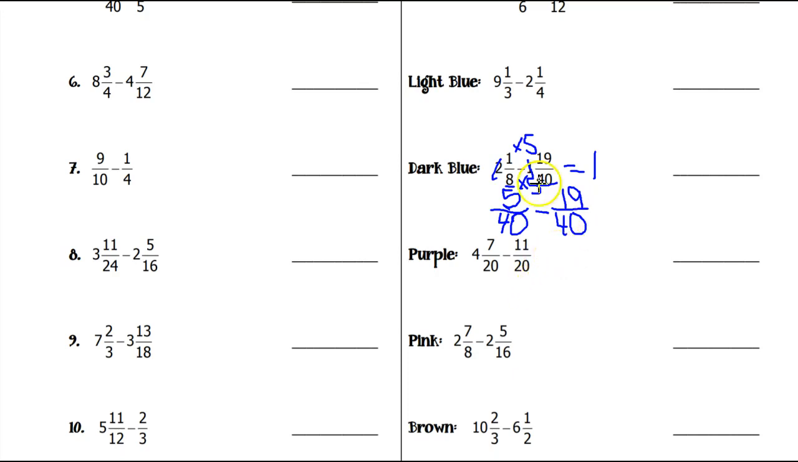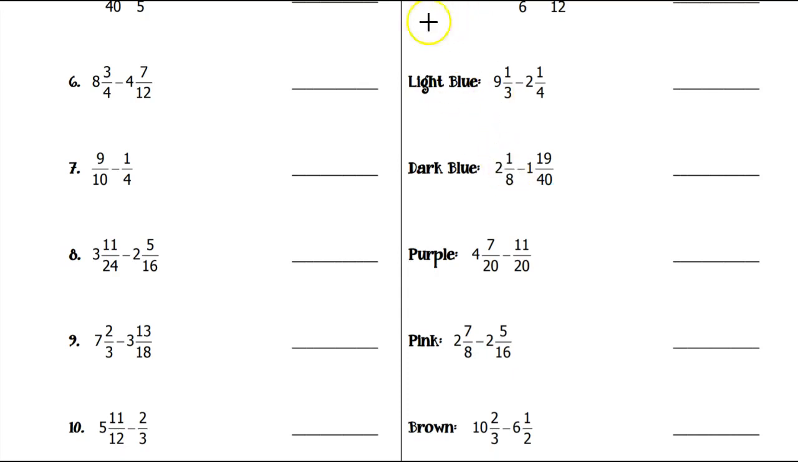But I have a problem. When I look now, I have 5 40ths minus 19 40ths, or 5 minus 19. Well, I know that I can't do 5 minus 19. So I'm going to have to go back. So usually I could take my whole numbers and subtract them, and that works. But in this case, I'm not going to be able to do that.